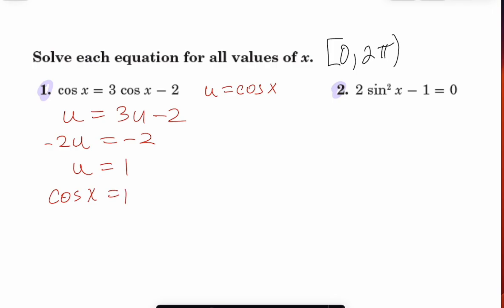Now, at this point, you ask yourself, where on the unit circle would the cosine of x be 1? The cosine of x is equal to 1 only at 0 radians. So the answer is 0.